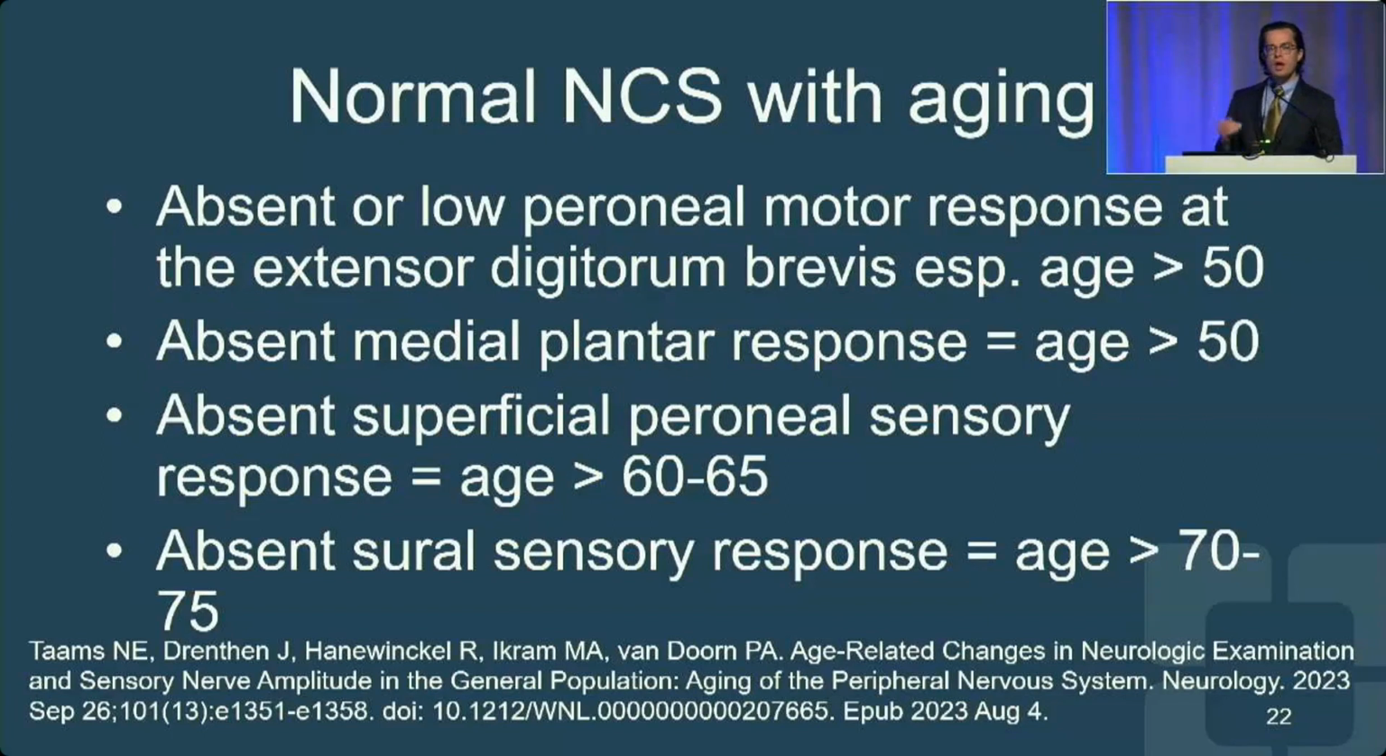You can lose some of these other responses as you age. So an absent medial plantar response can be normal in someone who's 50 or older. An absent superficial peroneal sensory response can be normal in someone who's 60, 65. And then an absent sural sensory response can be seen in somebody over the age of 70, 75. So it's not unusual that I get referrals in patients who have a diagnosis of neuropathy. They're 78, their surals are present but low, and somebody interprets that as a neuropathy. So it's important to recognize that you can have some reductions in these, especially sensory responses, as you age.